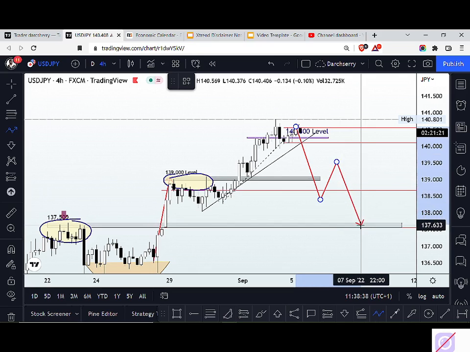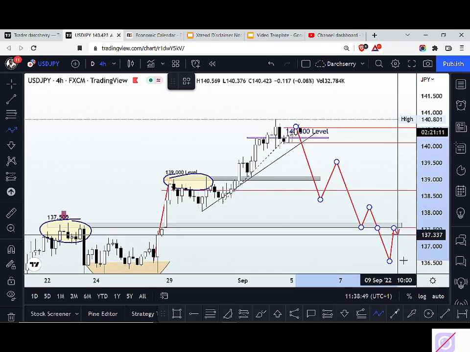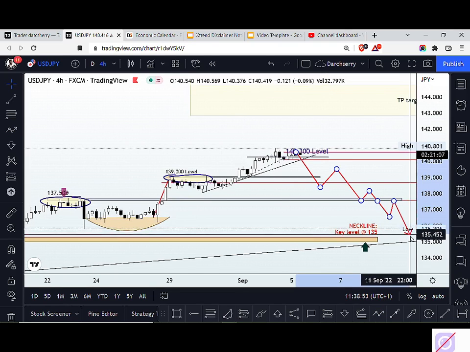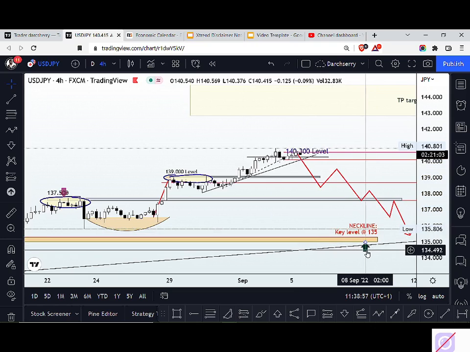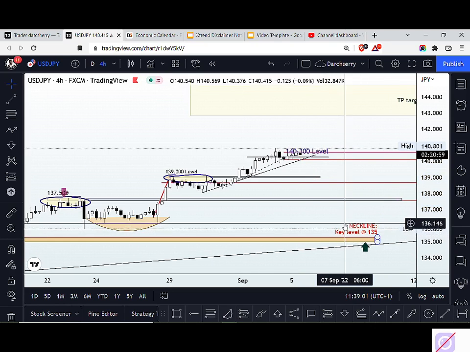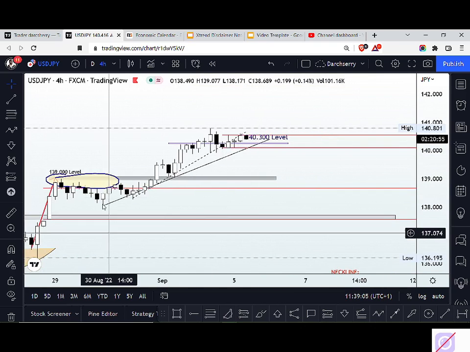Then on the 137.500 level, are we going to see multiple rejections by buyers to push price to the upside, or is price going to go to the downside, break down this level, and go as far as the neckline which we identified on the higher time frame, which also shares a confluence with the bullish trend line we identified on the daily time frame? So these are the things I want to be looking forward to this week.